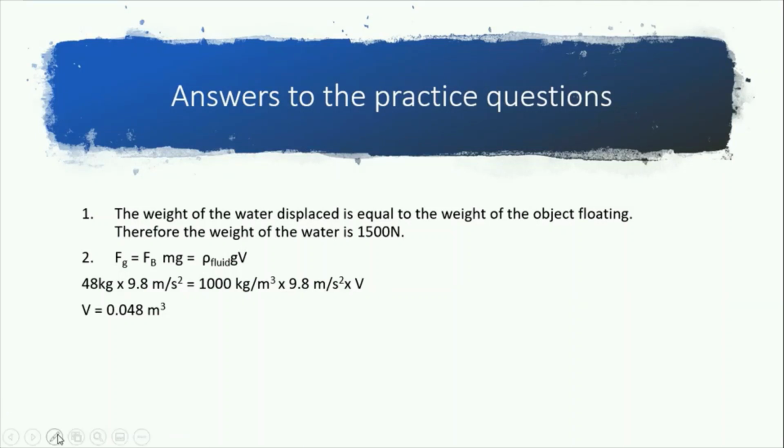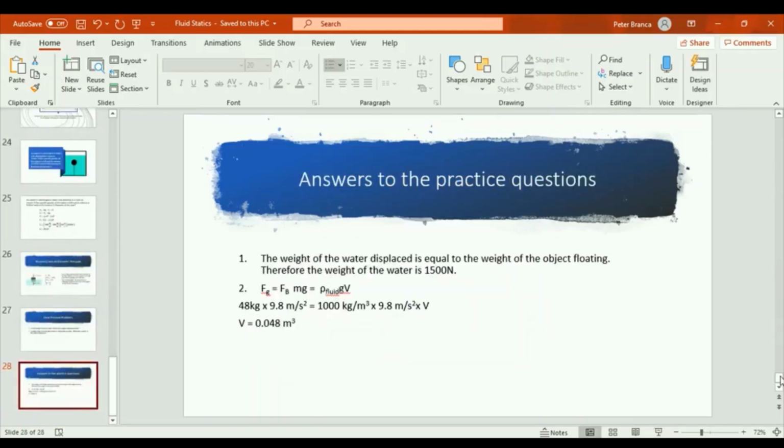The next question, we could say force of gravity is equal to the force of buoyancy. And then I just broke that equation down into mass times gravity equals density of the fluid times gravity times volume, plugged in all of my numbers, and then did algebra to solve and got about 0.048 for volume. Let's see. All right, that is the last slide.